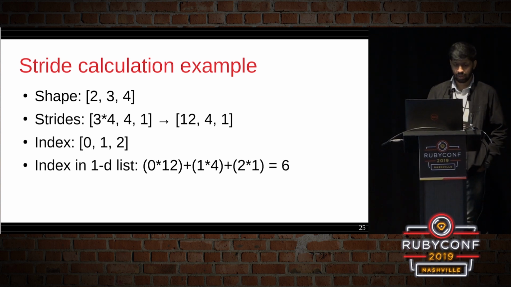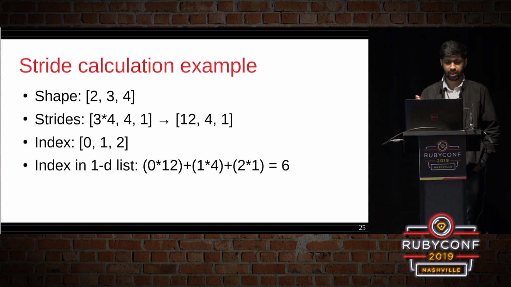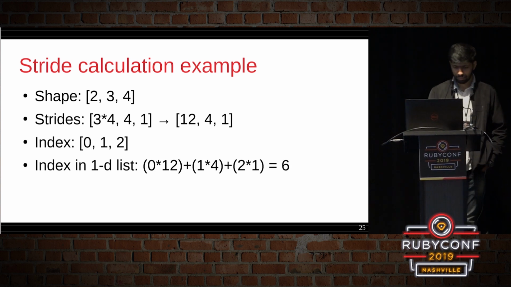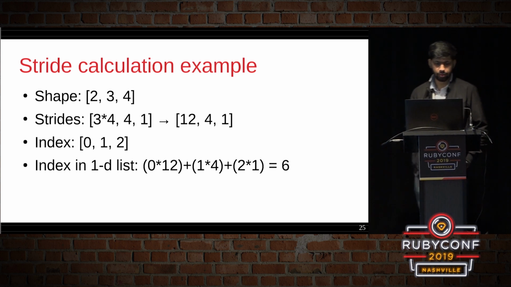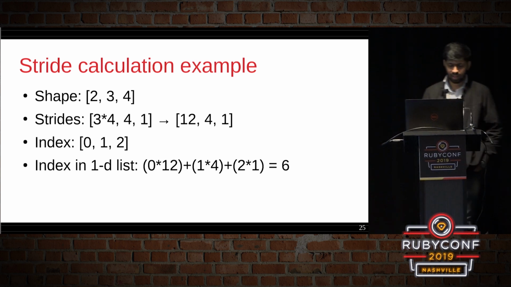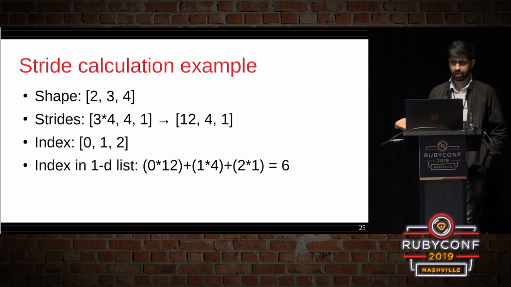Suppose you have an index of 0, 1, 2, like you want to find the element at first row, second column and third layer. What you'll do is multiply the index tuple pairwise with the stride tuple. That would be 12 into 0 plus 4 into 1 plus 1 into 2, which will give you 6, which is the 7th element in the one-dimensional array that's stored in the backend.